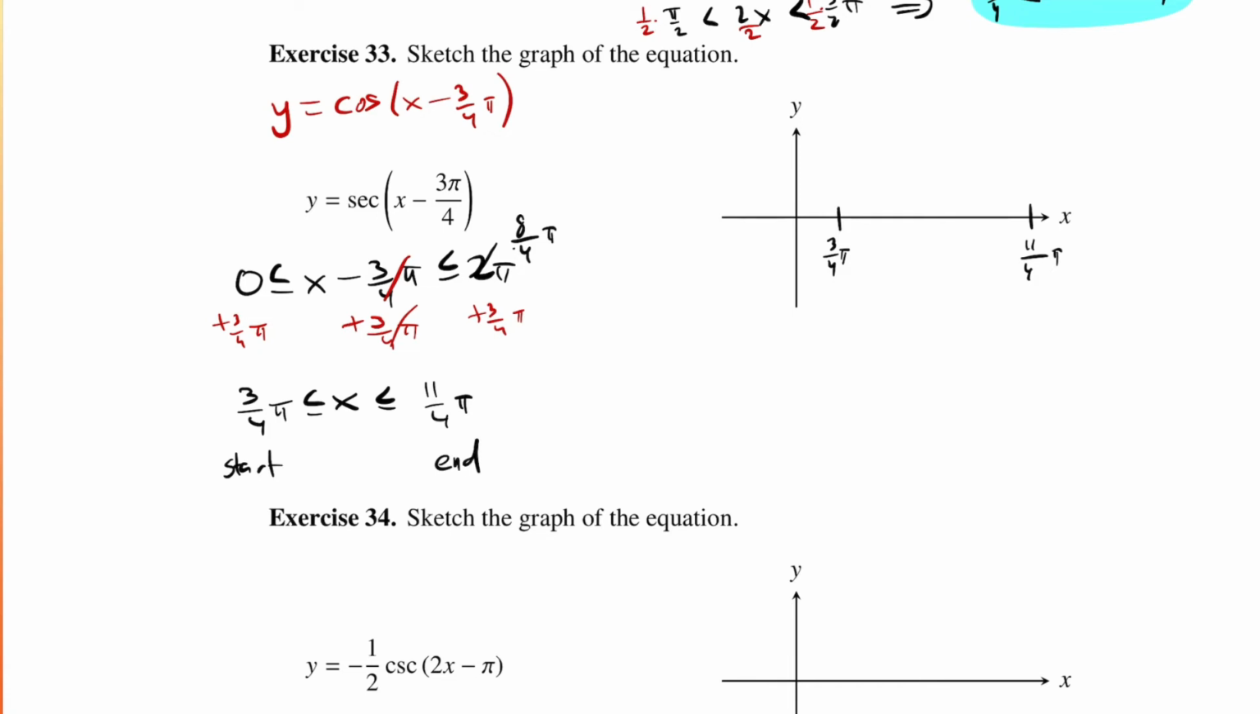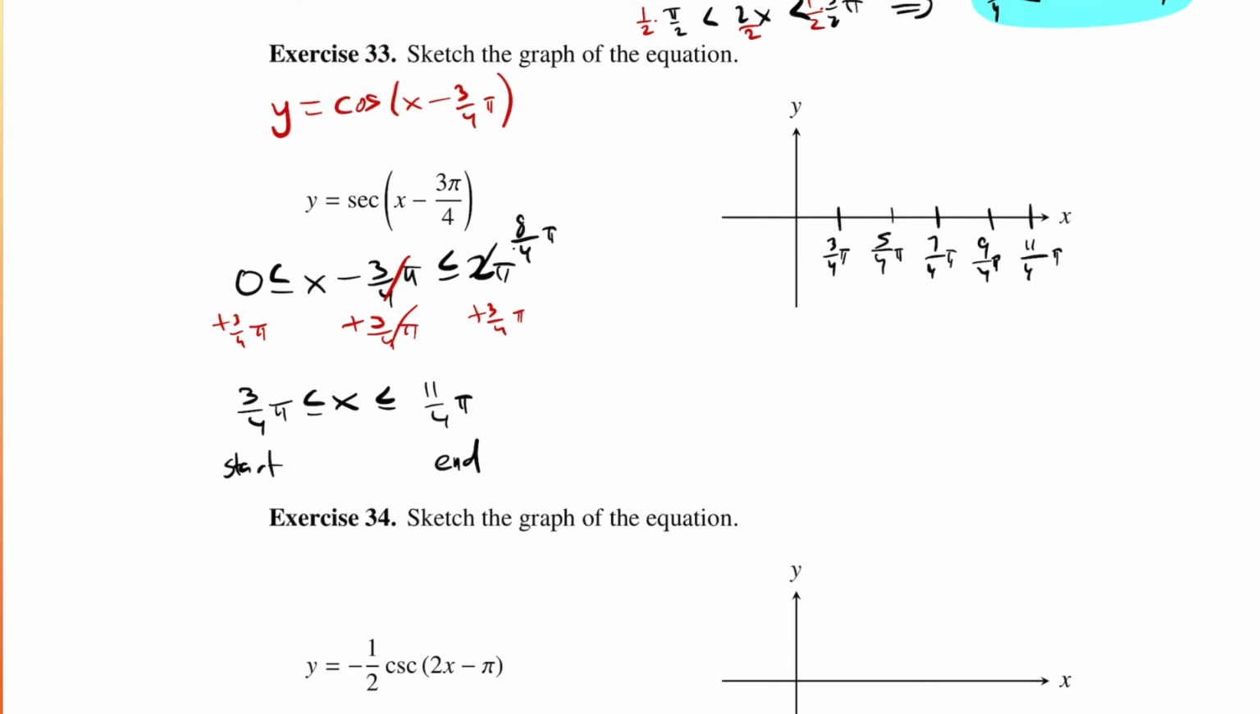All right, now we need midpoints. So add those, divide by 2. So 11 plus 3 is 14. So that's going to be 7/4. Now we need this one. Well, the midpoint between 3 and 7 is 5. So that's got to be 5/4 pi. And similarly, the midpoint between 7 and 11 is going to be 9. So 9/4 pi.